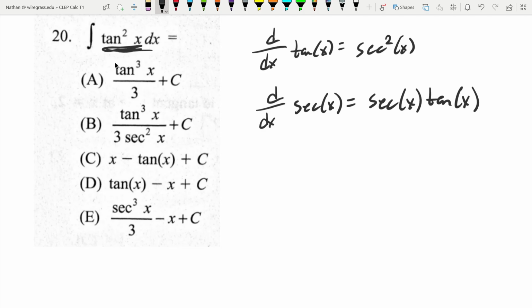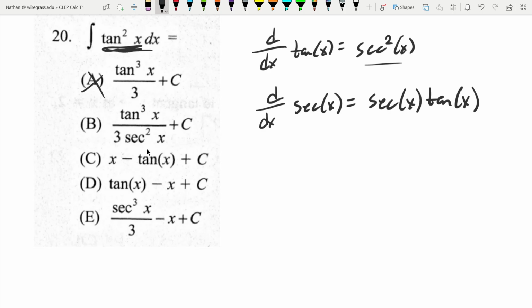Well, the derivative of this first one, we take the derivative of the inside, which is the derivative of tangent, I have it here, is secant squared. So we're going to get a secant squared times tangent, right? 3 goes down, becomes tangent squared x. We're going to get secant squared times tangent squared. That's not what we want, so we know it can't be A.